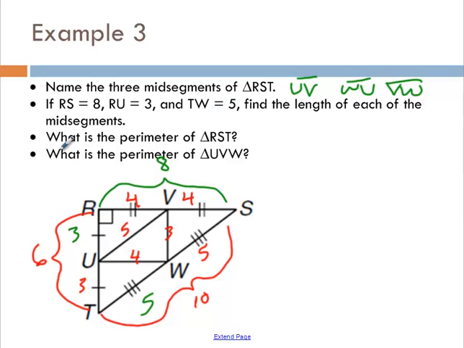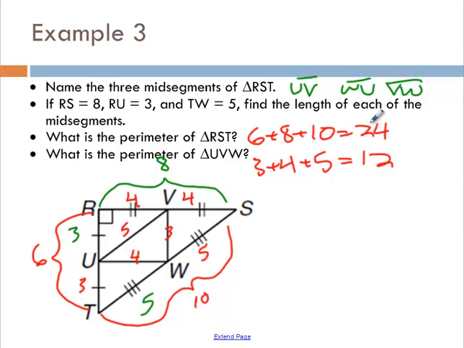So we have 2 other questions that we have to answer. What's the perimeter of the big triangle, and what's the perimeter of the triangle comprised of just the midsegments? 6 plus 8 plus 10 is 24, and 3 plus 4 plus 5 is 12.